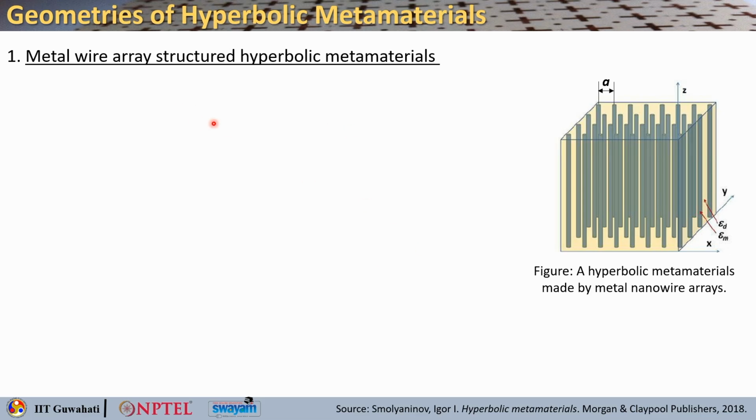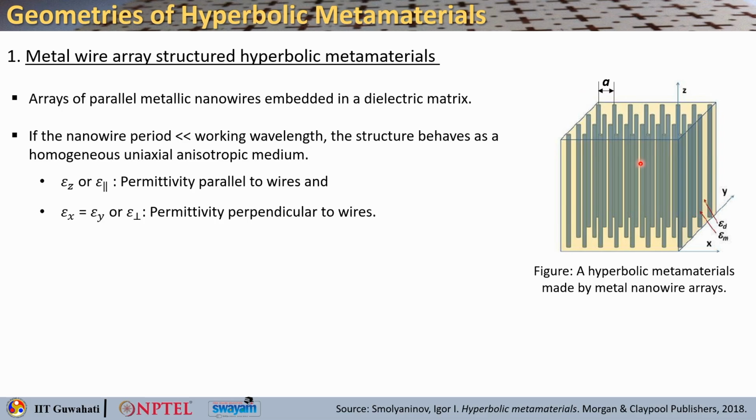Let us consider the first one, which is the metal wire array structured hyperbolic metamaterial. You can see it is basically a hyperbolic metamaterial made of metallic nanowire arrays. These are parallel metallic wires embedded in a dielectric matrix. You can see the parameters shown here, the periodicity is A. This is the z axis, this is x and y. Metal has permittivity epsilon m, dielectric has epsilon d.